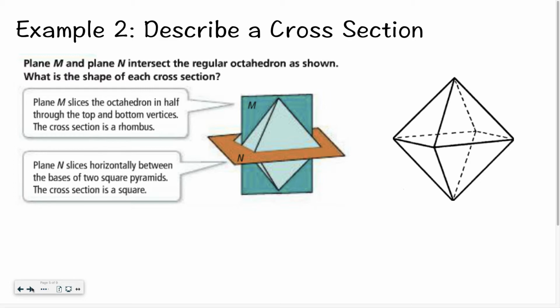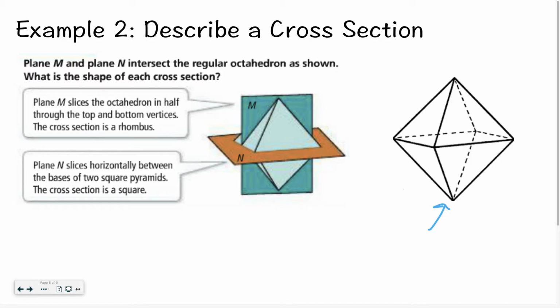Okay, so let's say we have a figure that looks like this one. That is called an octahedron, a regular octahedron. It means all of the sides are the same, because regular, right? Then octa means 8 sides, and hedron just tells us it's a 3D shape. So what is the shape of each cross-section?